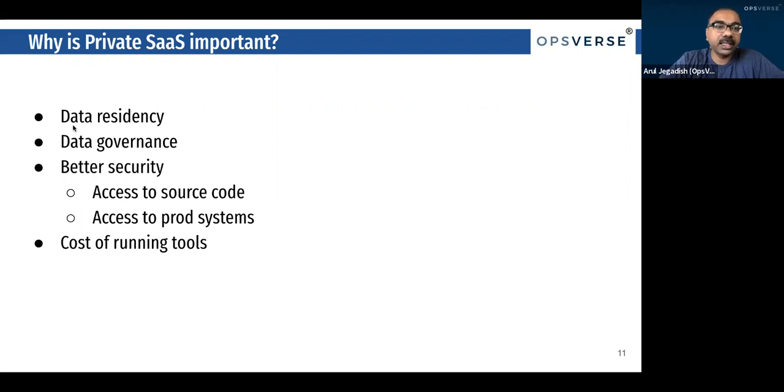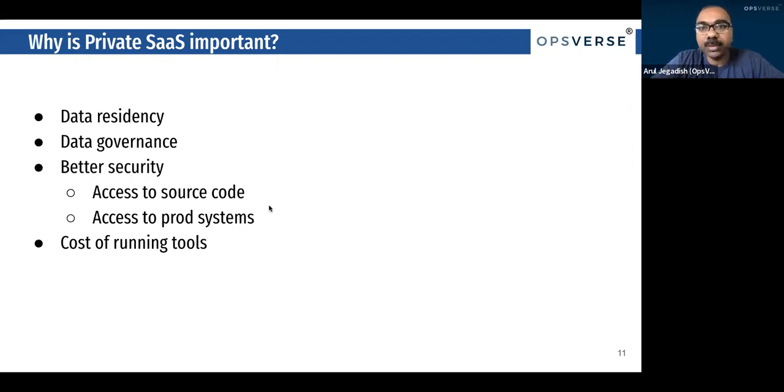First of all, there is an increasing trend towards data residency and data governance. More and more countries, more and more governments are mandating additional strict compliance requirements around data residency and data governance. With a model like private SaaS, you'll be able to easily meet most of those compliance requirements. That's one need, why we need private SaaS. And then a better security setup.